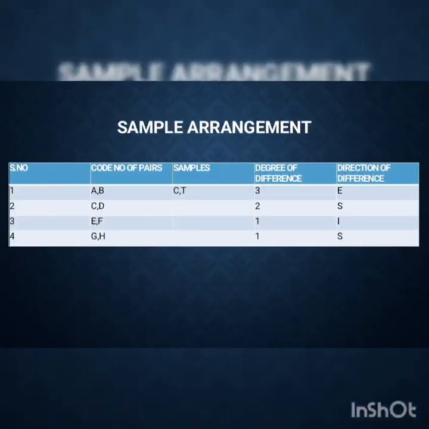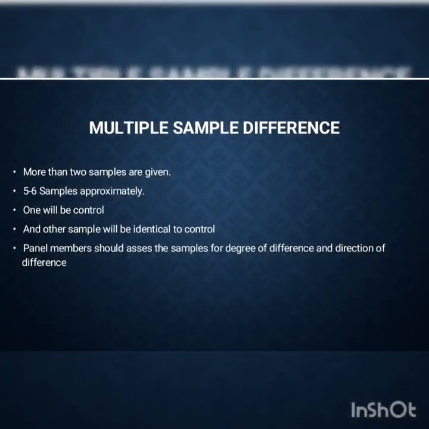No difference means the numerical score will be 0. Slight difference, it will be 1. Moderate difference, it will be 2. Large difference, it will be 3. And direction of difference is indicated as E, that is equal to control; S, superior to control; and inferior to control, that is I.